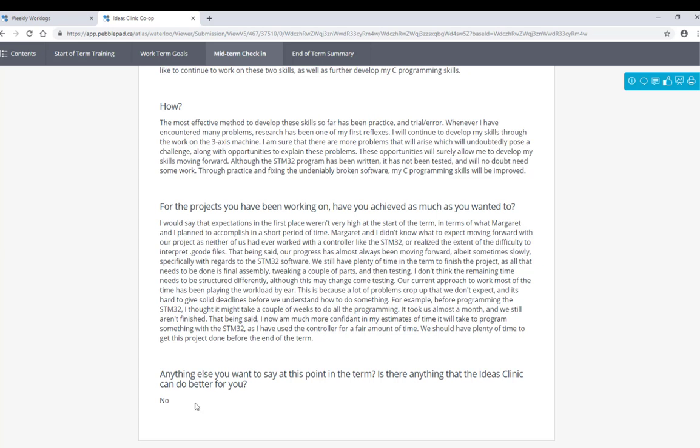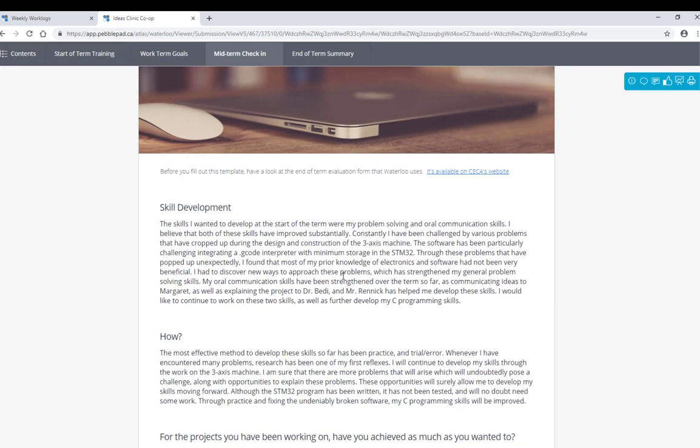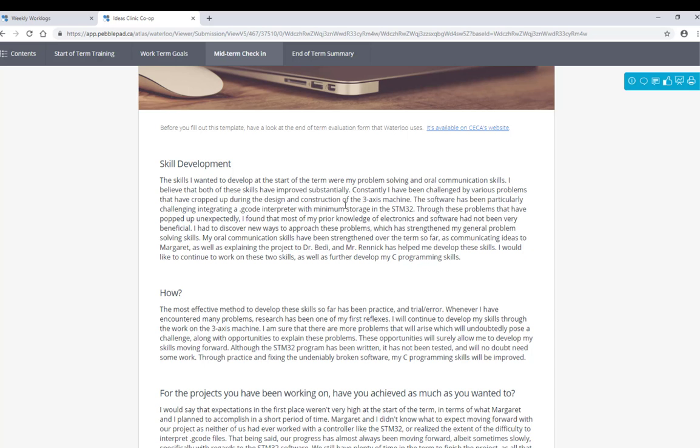Again, I gave them an opportunity if they wanted to write any comments for me. There was a spot to do that. And these I discussed with them in person. So I didn't do any comments on the sheet itself, because I actually pulled them into my office and talked through this.